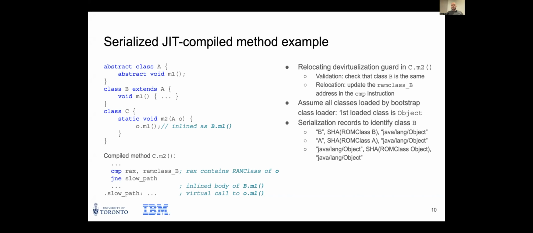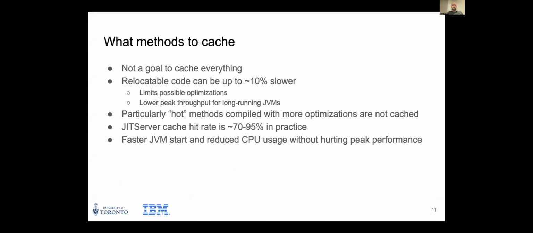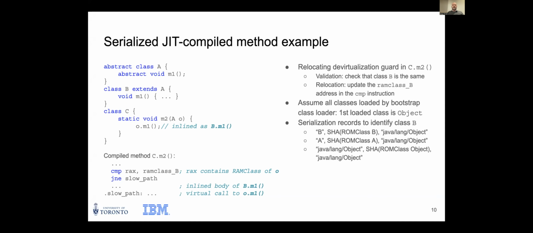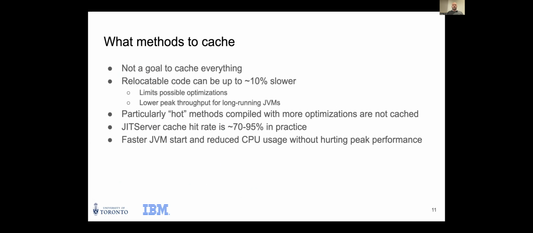So I don't have much time, so I'm not going to go into details of this example, but that's basically the idea. It's worth noting that we're not caching everything, because this relocatable code, where we can easily patch these pointers, restricts the scope of optimizations, and it can be up to 10% slower as a result. So if we cache everything, we will hurt peak throughput for long-running applications.